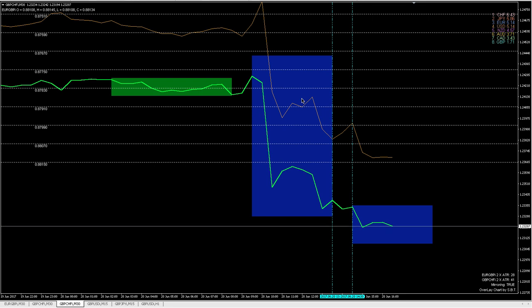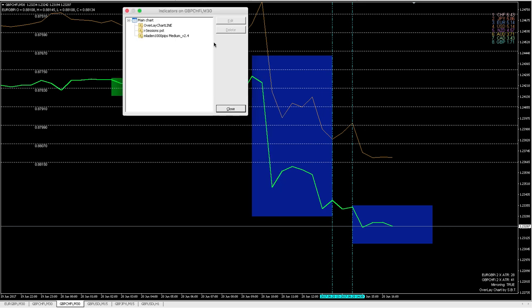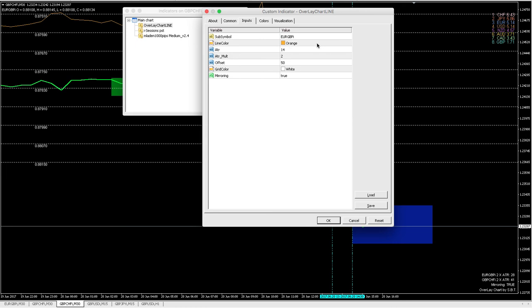The pound Swiss has the Swissy for the second pair, and the Euro pound, of course, has the Euro for the first pair. So first off, I have this chart set up to mirror, and it's called the overlay chart line. And here's the settings on it. The euro pound is the sub symbol, therefore it's the orange color.